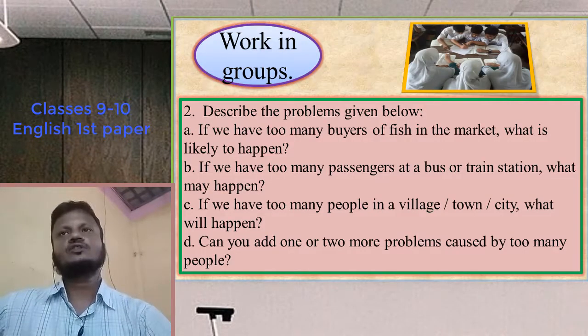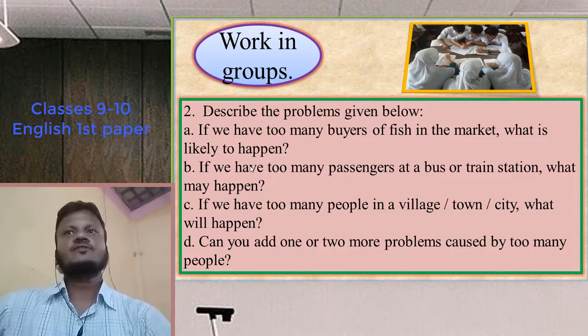Okay. Describe the problems given below. If you have too many buyers of fish in the market, what is likely to happen? If I have too many passengers at a bus or train station, what may happen? If we have too many people in a village, town, city, what will happen? Can you add one or two more problems caused by too many people?